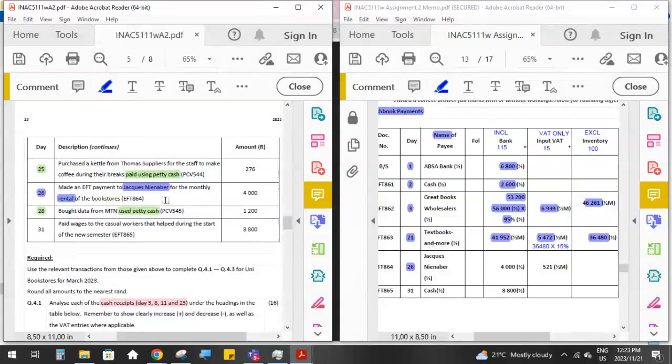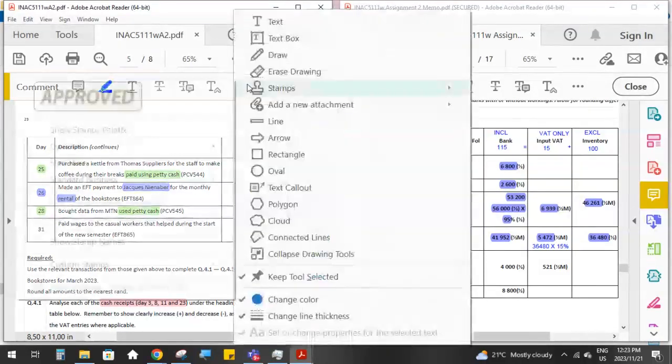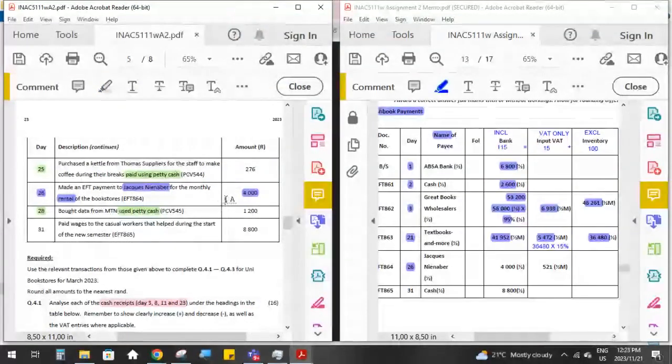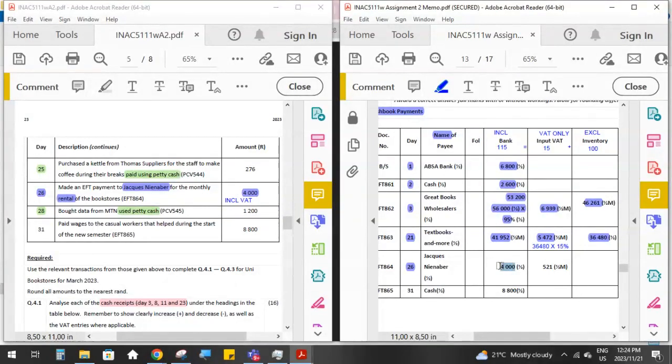but remember our rule with rental, those things to watch out for. When rental is business rental, it's a standard rated supply and VAT is included. If this was rental for a house that somebody was living in, then it would be an exempt supply. But because it's business rental, that 4,000 Rand is the total amount that went out of our bank account. So it must go in the bank column.